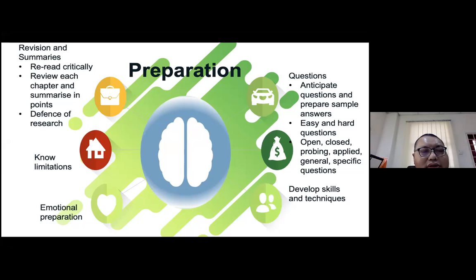Defend your research. Try to ask your friend to do a mock viva and the Q&A process and so on. This is the preparation. Then, questions: try to anticipate questions and prepare sample answers. You can ask your friend to raise questions, easy and hard questions, open answers and so on. And then develop skills and techniques.